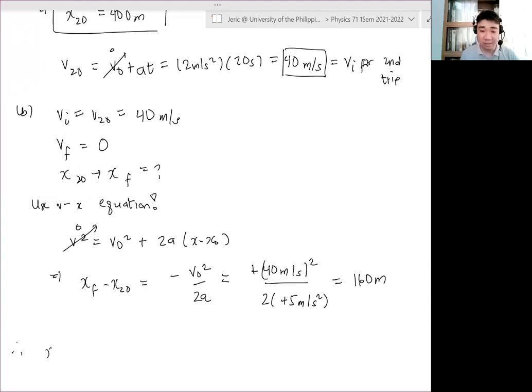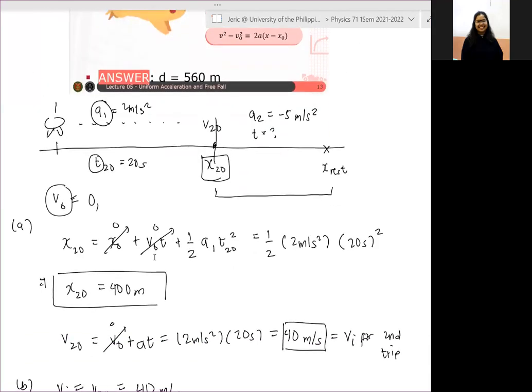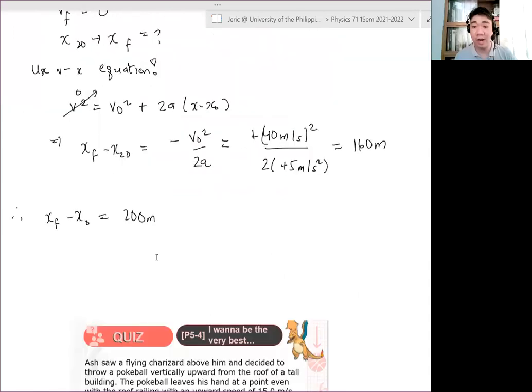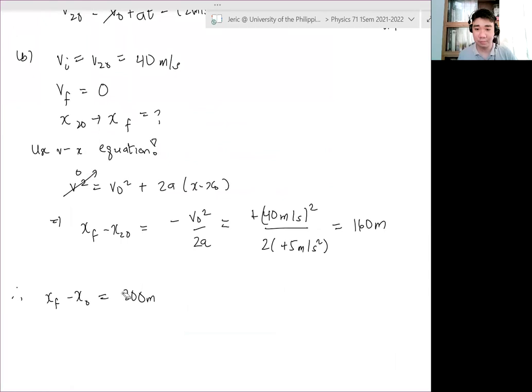Thus, the total displacement from the final position to the initial position is just, we'll add the two distances you obtained, which is 200 meters. Wait lang. 160 nga. 400, sir. 400, sorry. 400 pala to. Plus 160 meters, which is 560 meters. This is the final answer. This is what we want.